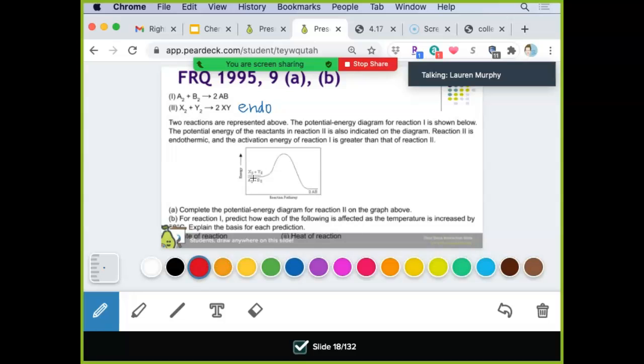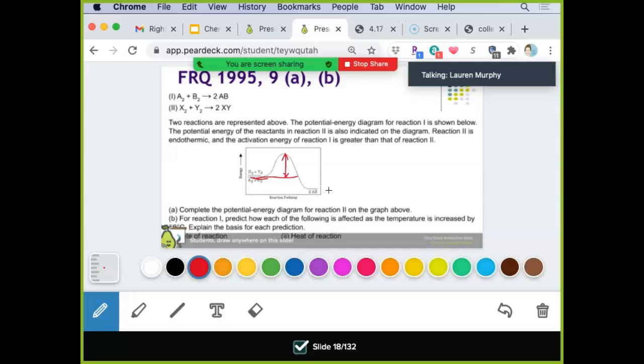Well, let's look at reaction 1. Remember, activation energy is your reactants to your top of the hill. It's so hard to draw a straight line. So that's for reaction 1. Well, if they tell you reaction 1's activation energy is bigger than the second one, then you need to make your second hill smaller because it has a lower activation energy.